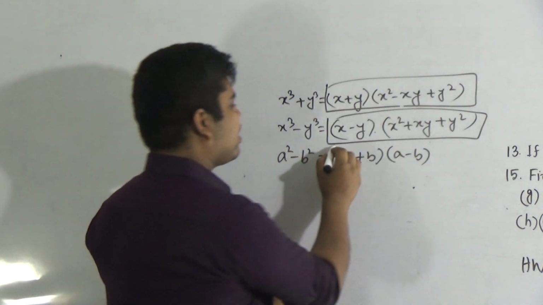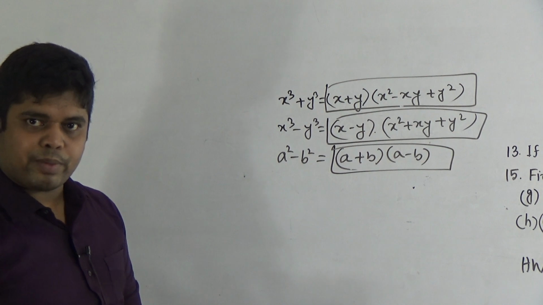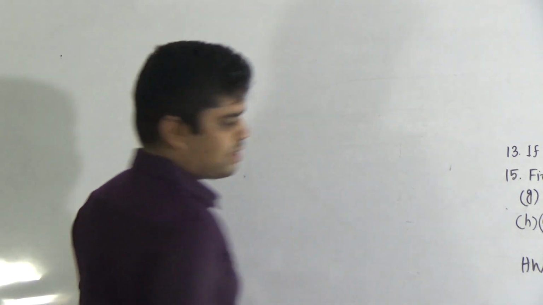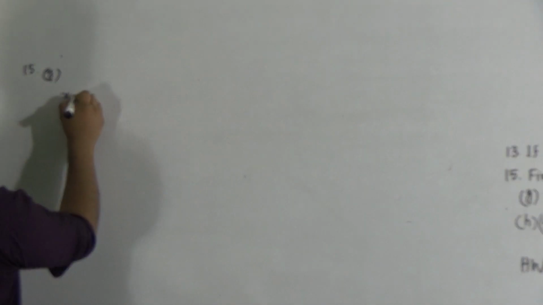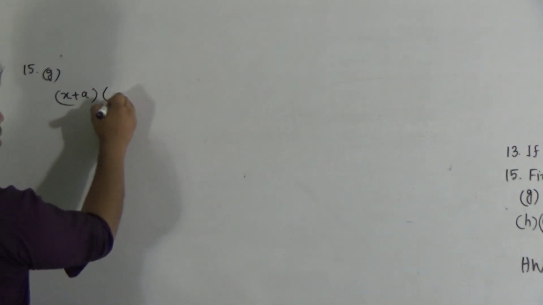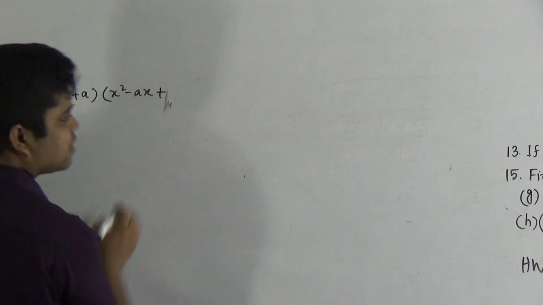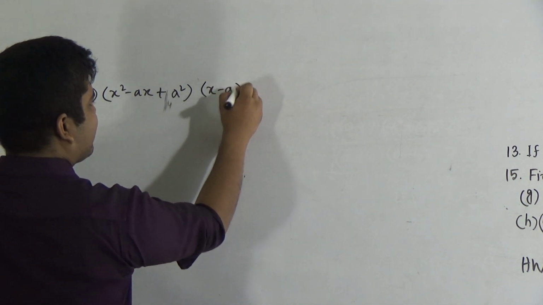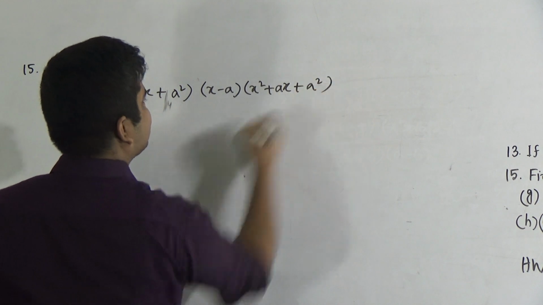If this is given, then we can write a square minus b square. I hope you have understood. Now we shall solve. At first, question number G, 15G. Okay, (x plus a)(x square minus ax plus a square) into (x minus a)(x square plus ax plus a square).